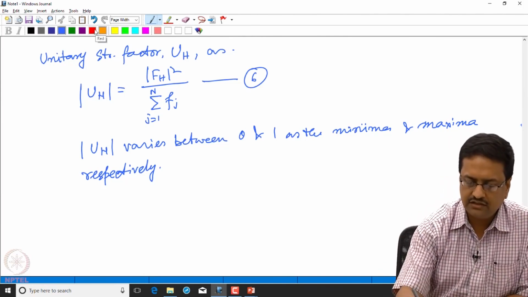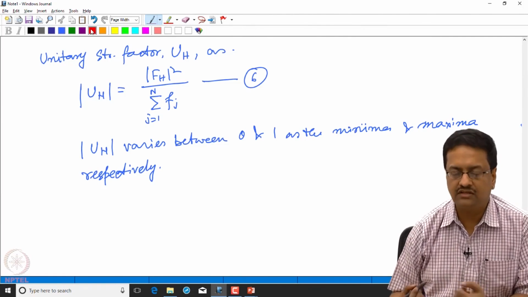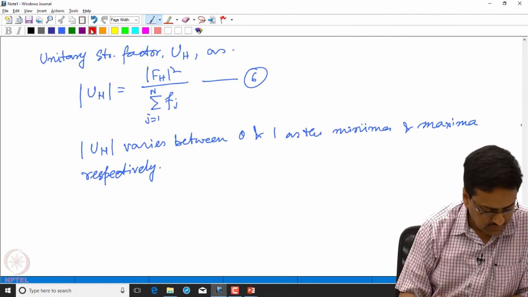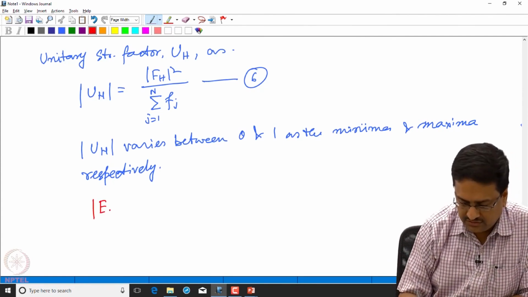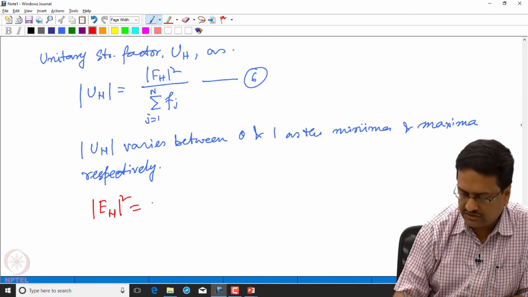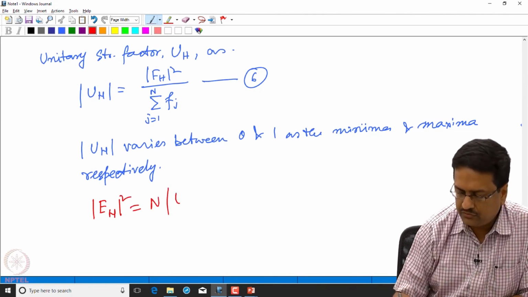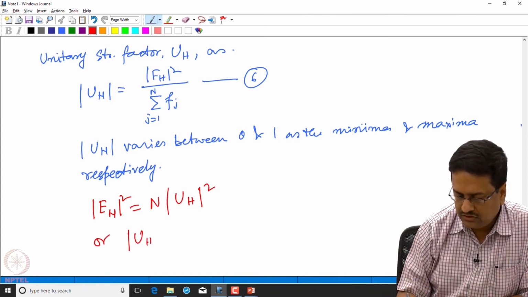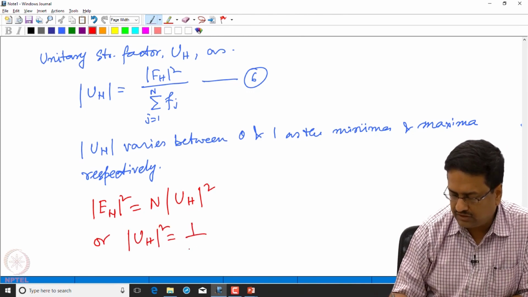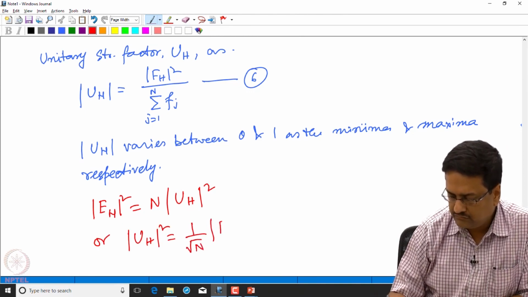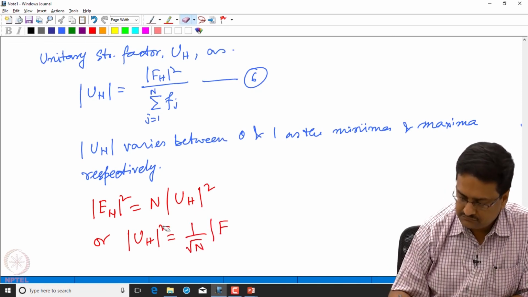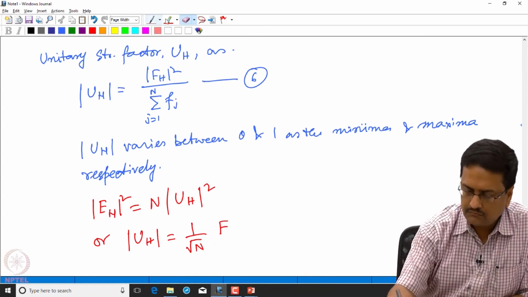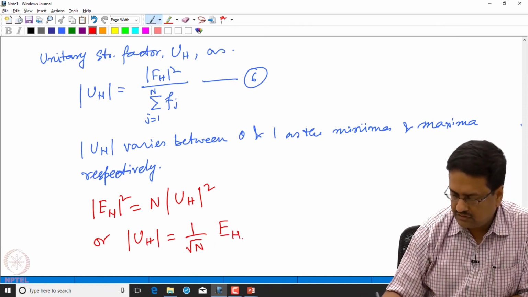So combining these two expressions for the unitary structure factor and the normalized structure factor, we can write E_H square is nothing but n into U_H square, or mod U_H is equal to E_H divided by the square root of n.